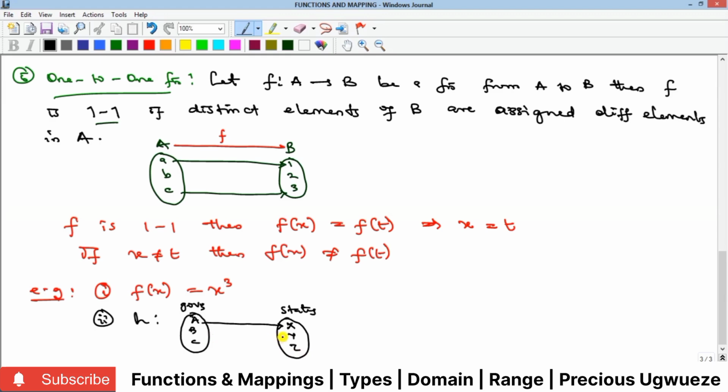And then another example could be any function assigning vice chancellors to a university. Every university must have one vice chancellor at a time. All right. So another type of function that we want to look at.